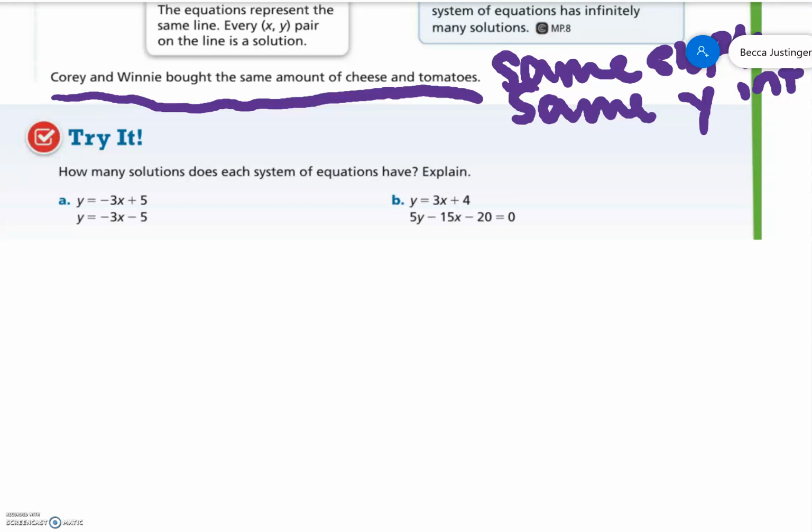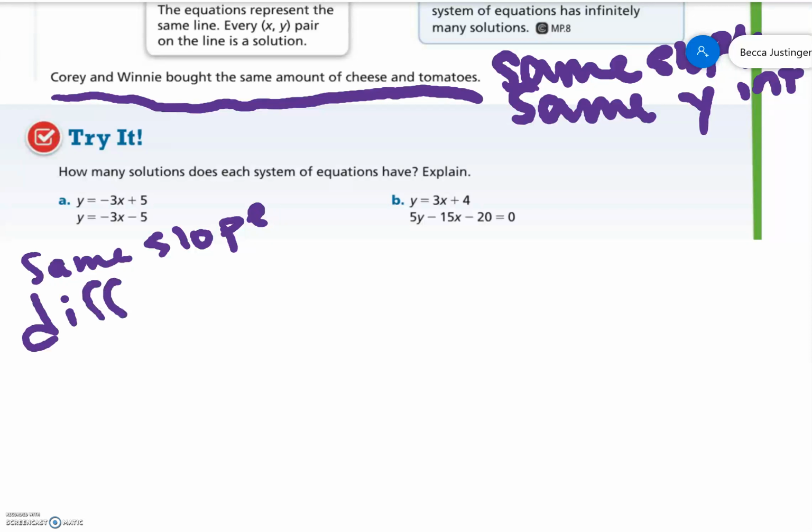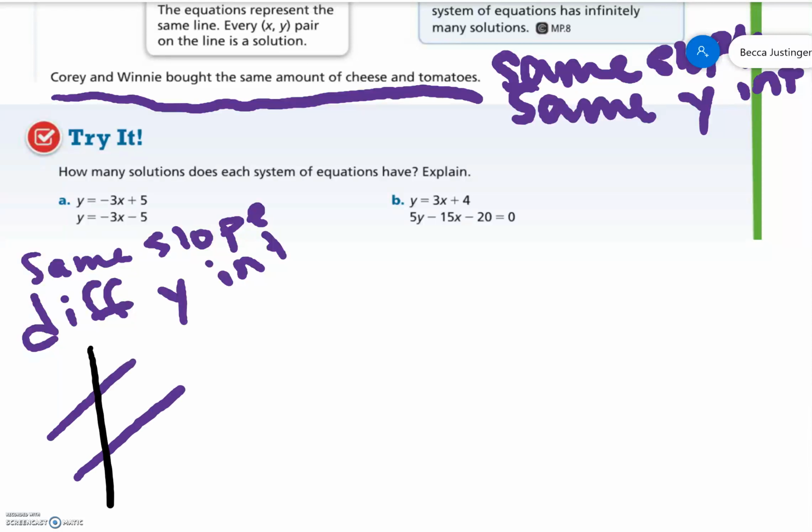How many solutions does each system of equations have? Explain. So here we have the same slope. That's negative 3. But now we have different y-intercepts. Since they're the same slope, they're going the same direction, but they cross the y-axis at different points. So how many solutions are there? No solution.